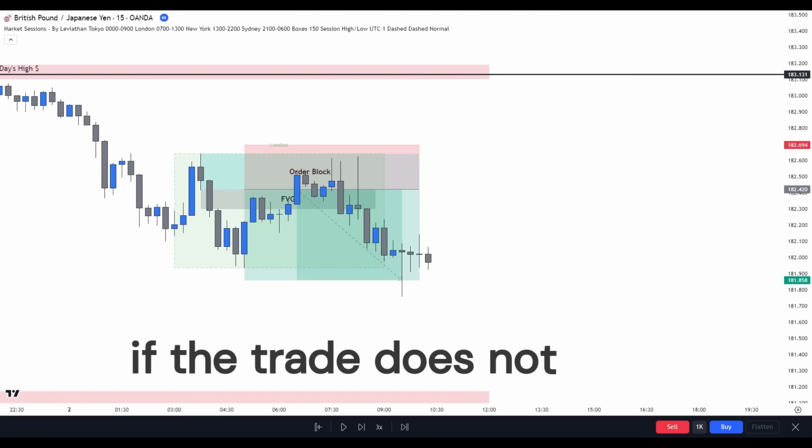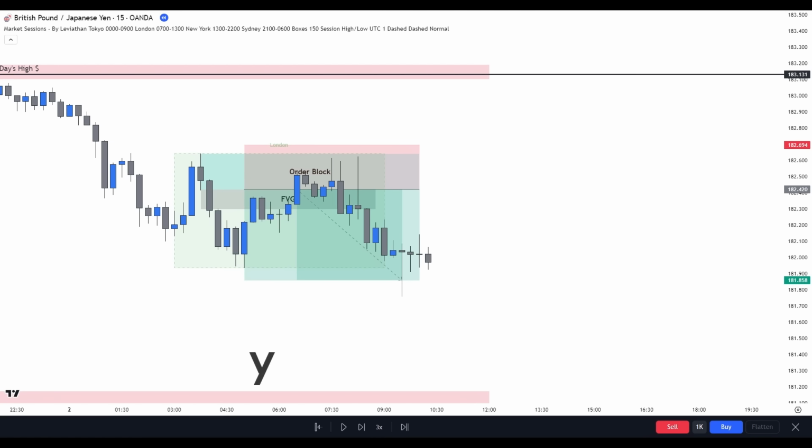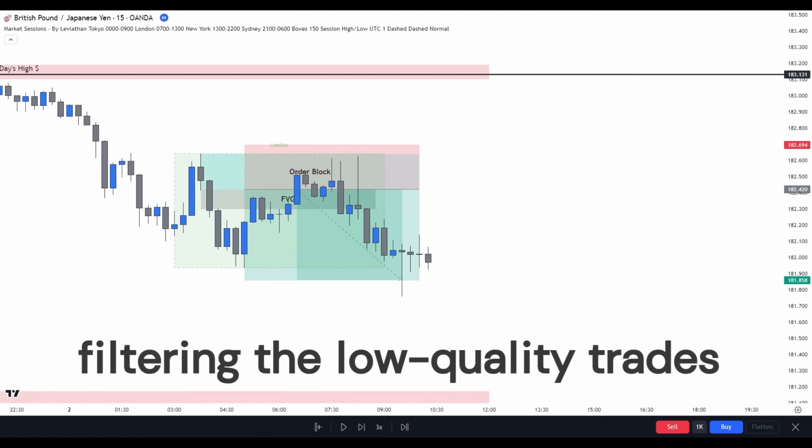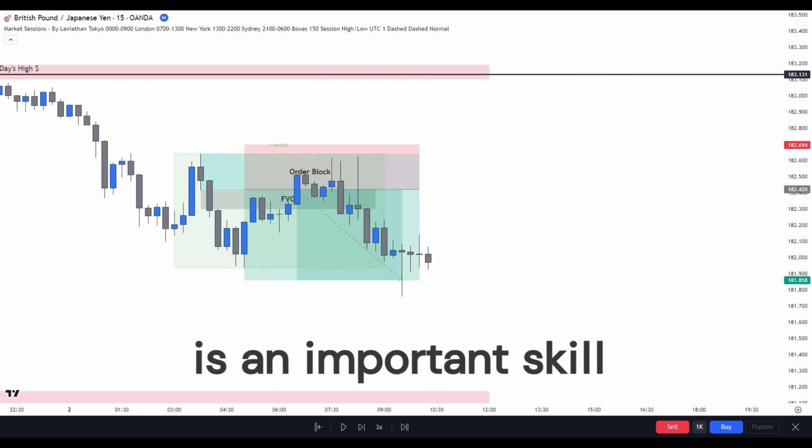If the trade does not align with your trading plan, you can always pass it. More trades do not mean more profit. So waiting for high-quality trades and filtering the low-quality trades is an important skill to develop.